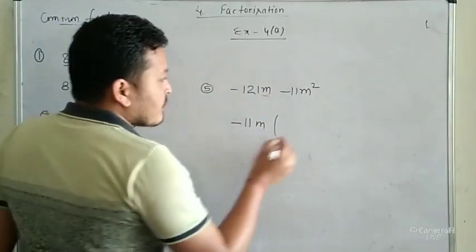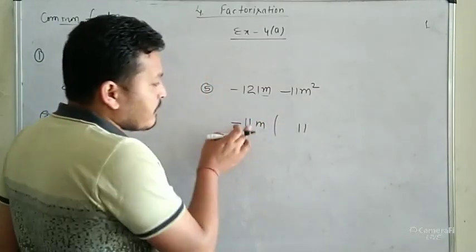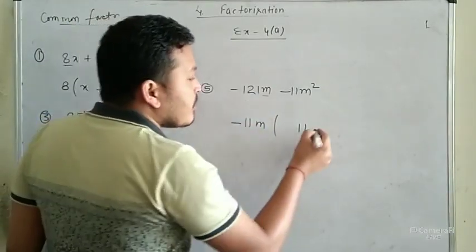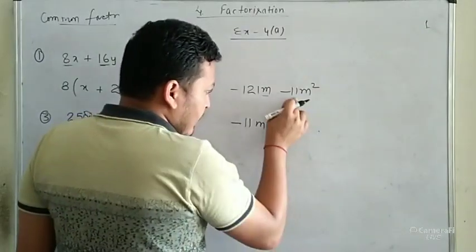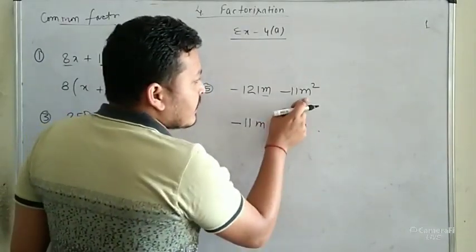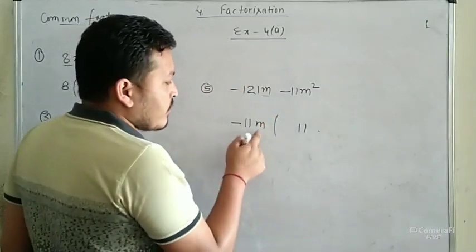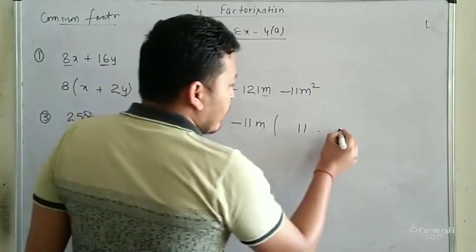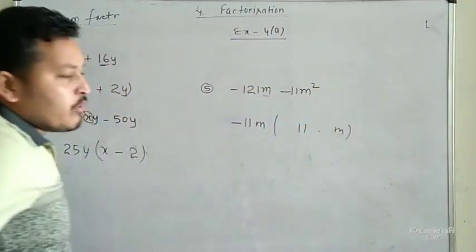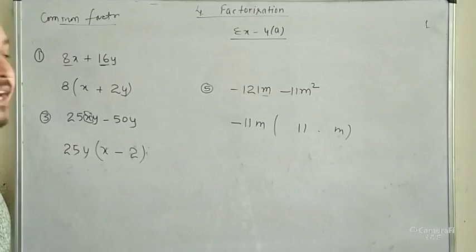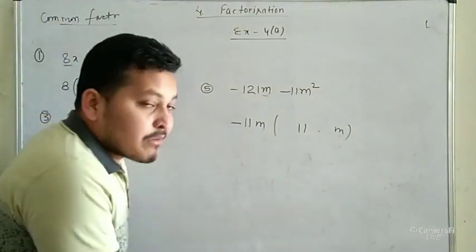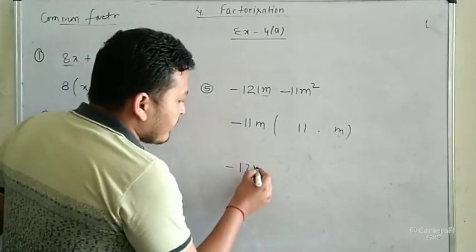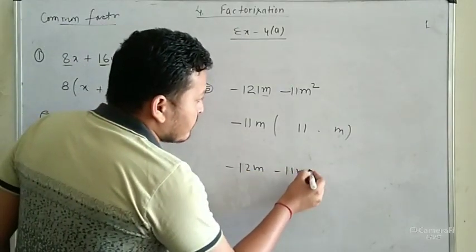Now tell me, how much will remain here? 11 will remain because 11 times 11 is 121, and m is common, so nothing is remaining. Then 11 is also common, m is also common. Here is m square, so m square and m are common, this m cancels, so 1m is remaining, so m is remaining. Now what can we do with the negative sign? Here I am taking the negative sign as common out. Taking the negative sign common out means we get minus 11m minus 11m square.